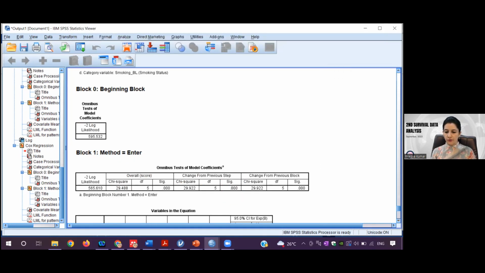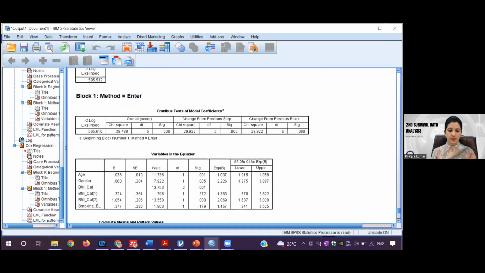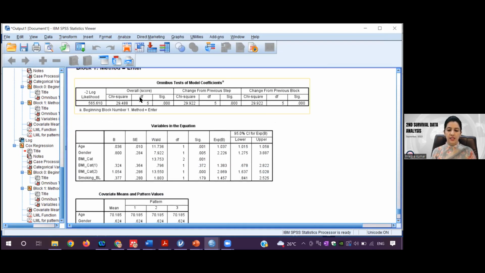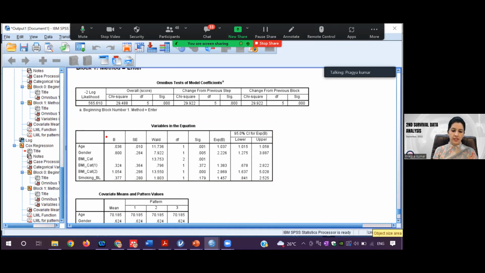So now coming to the variables in the equation. So these are the variables in the equation. The first variable, this is the coefficient. And if you take the exponent of this, it will give you the odds ratio.